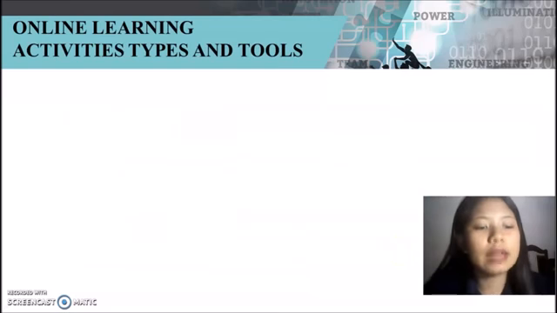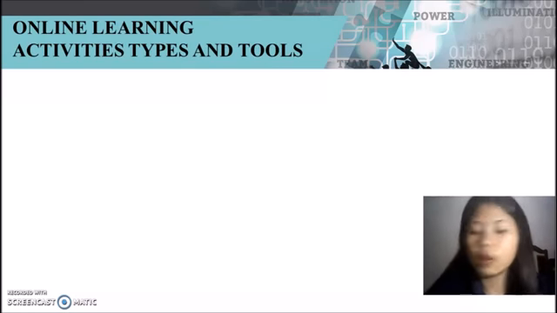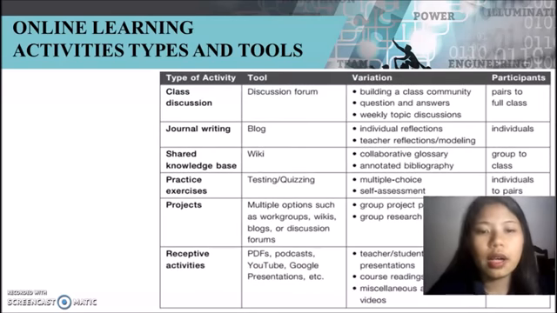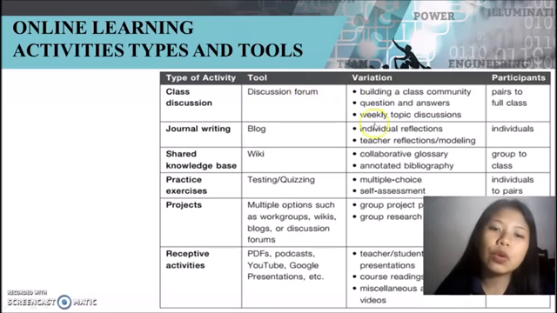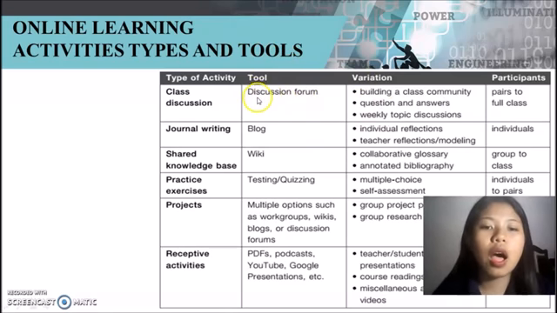And then online learning activities, types and tools. You can see here in the table the types of activities. The first is class discussion. This is the variation of activities which build a class community: question and answer, weekly topics, and discussion, which can be participated in by pairs and also the full class. The tool used here is a discussion forum.